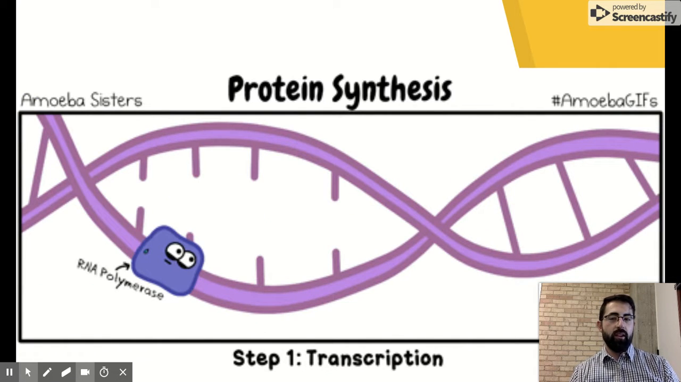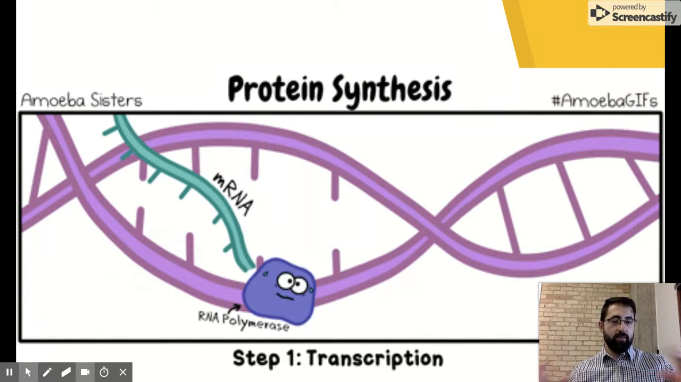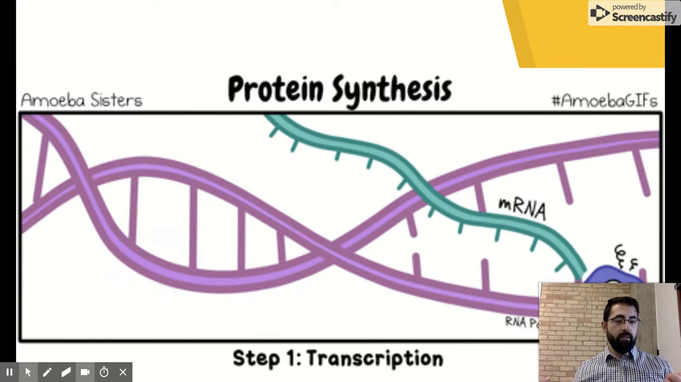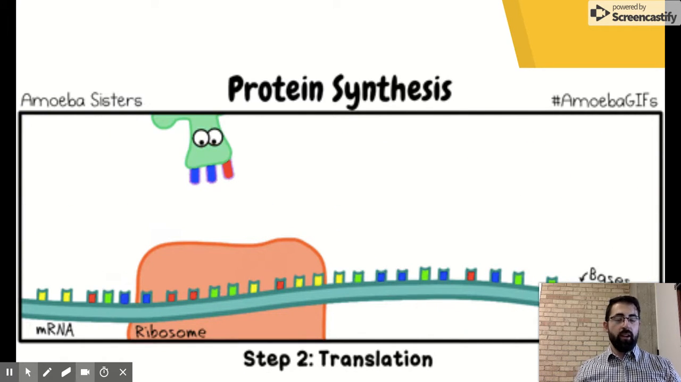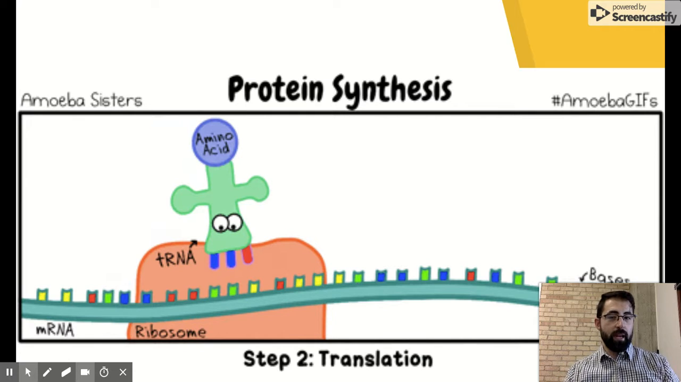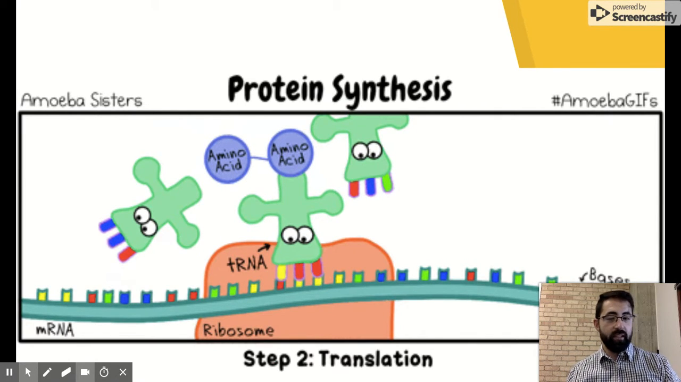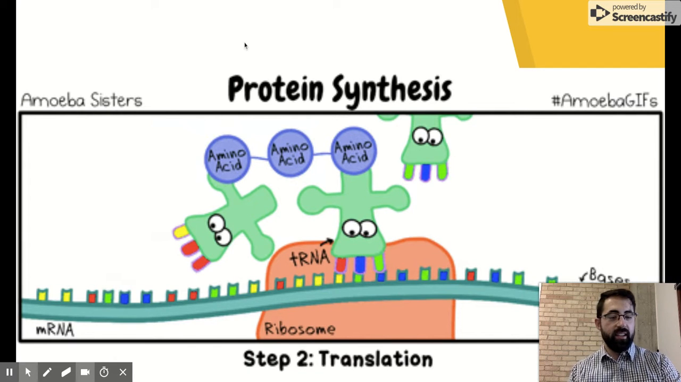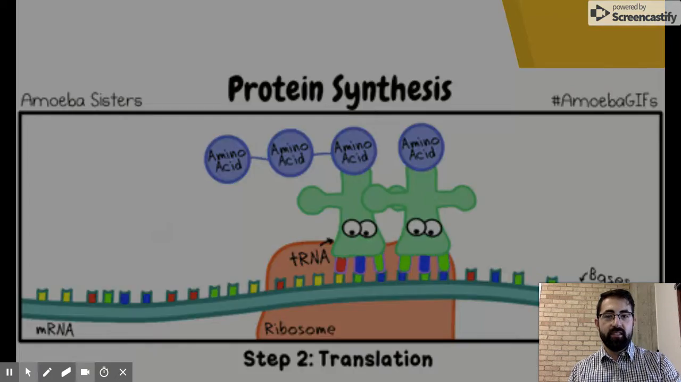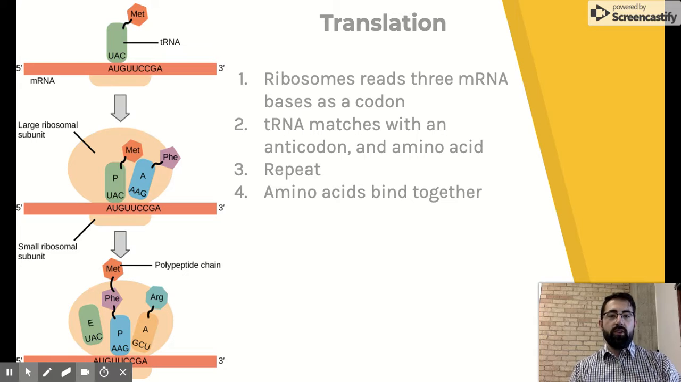So again, RNA polymerase unzips a section of DNA, makes a copy of it as mRNA. mRNA moves into the cytoplasm, finds a ribosome, and the ribosome starts building up a protein strand. Let's break this down, as handy-dandy as this little animation is. So again, how do they actually do this?